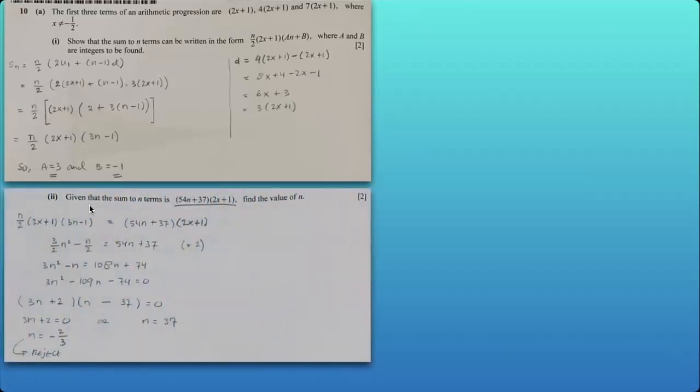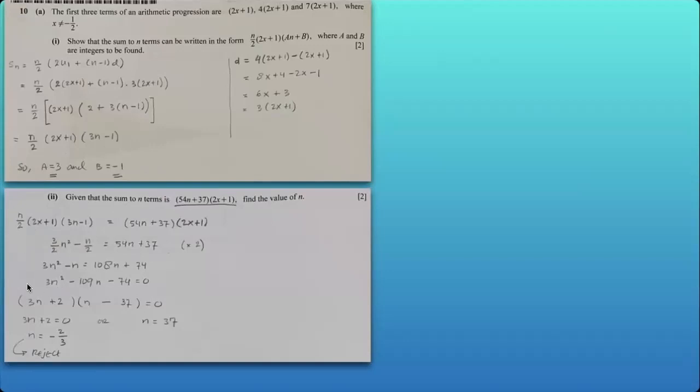Next, given that the sum to n terms is this expression here, find the value of n. So this is also the sum to n terms, and that is also the expression of the sum to n terms. So we can equate these two like so, and we can multiply both sides by 2 to get rid of this fraction.